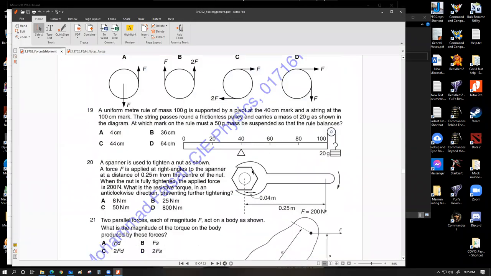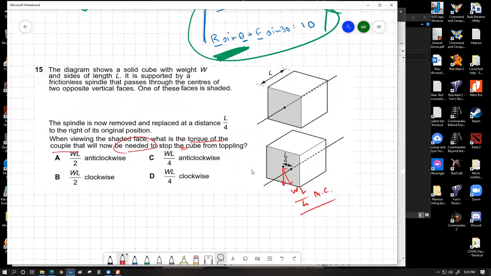Sir, ekhono sir ekhono bujhi nai sir mane bolo kon part ta bujho nai WL by 4 anticlockwise ei part ta bujcho sir tamar bolun sir.